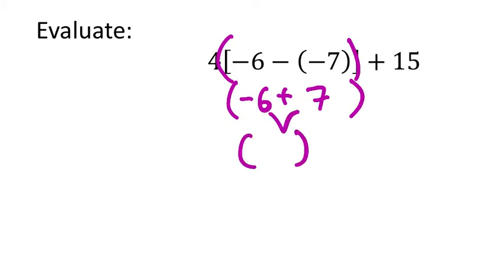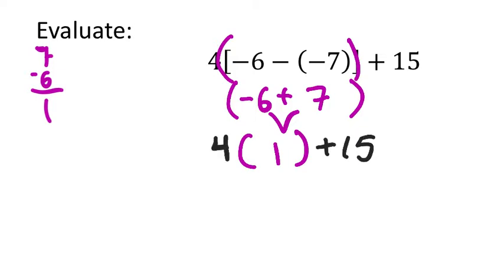So the 7 is bigger than the 6, it's positive, so I know my answer is positive. Just take the two values and subtract them. Big one minus the small one, 7 minus 6 is 1. That's a positive 1. Now looking at the rest of the problem, 4 times 1 plus 15. That takes care of parentheses.